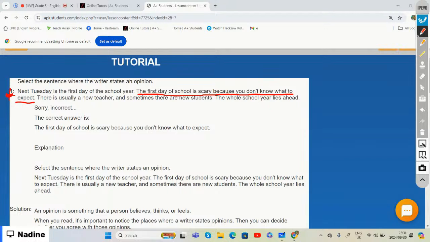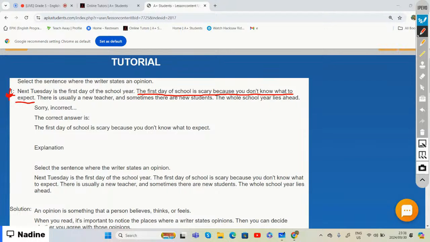The reason why that is the writer's opinion is because for me, the first day of school might be exciting. I might be excited. I'm ready for school. I'm ready to meet my new teacher. I'm ready to meet my new friends. Whereas for somebody else, it is scary. So, which means that it is not scary for everyone.